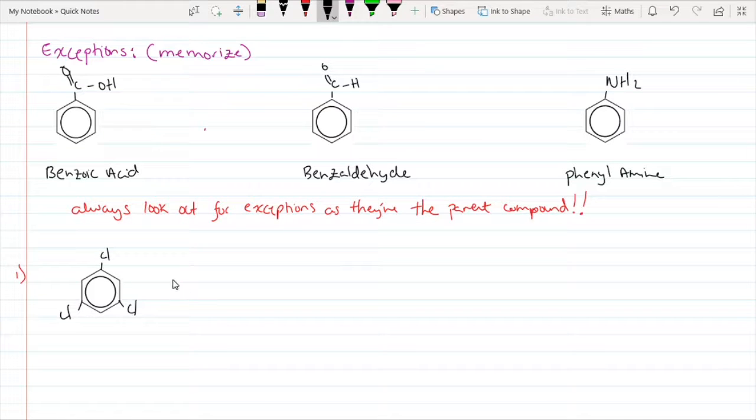Firstly, I'll look out for the parent compound, and in this case it is benzene, so I'll write that down first because it goes at the end. Now I'll focus on the substituents. We have 3 chlorines, so no matter where we number the carbons, it's the same anyway. So 1, 2, 3, 4, 5, 6, and this would be called 1,3,5-trichlorobenzene, and it's tri because we have 3 chlorines.